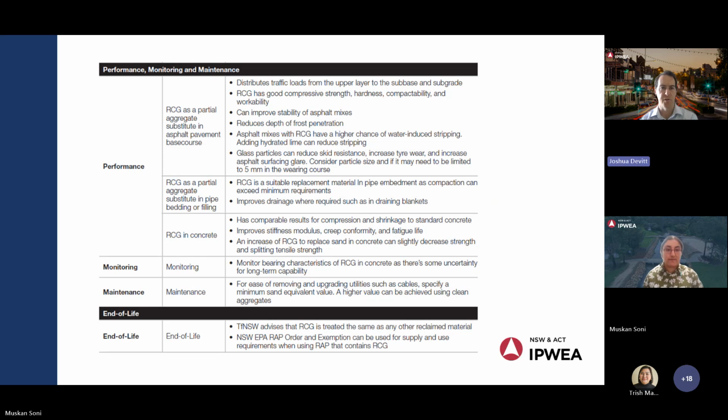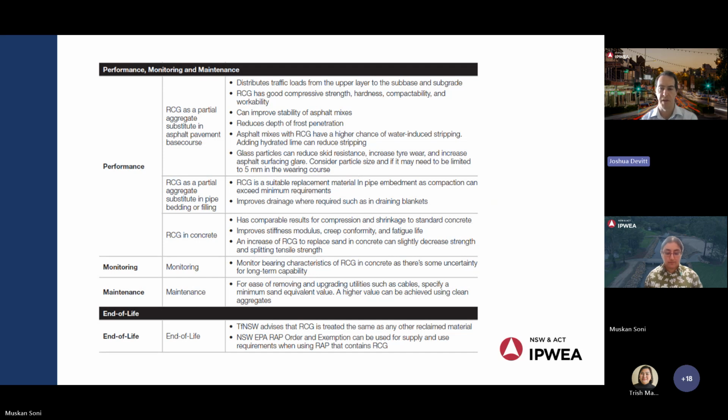So from a performance monitoring and maintenance perspective, we've provided again some high level guidance there, or specific guidance there around the use of recycled crushed glass, and as it links to those particular applications. So use in asphalt pavement base courses, pipe bedding and filling, and then in concrete. So that you've got a few different applications for the use of this material. Some guidance around the monitoring, and then some guidance around the maintenance for this material as well.